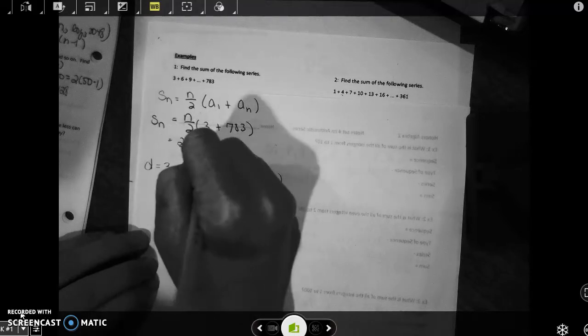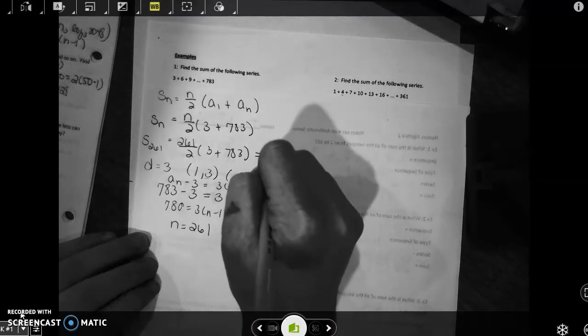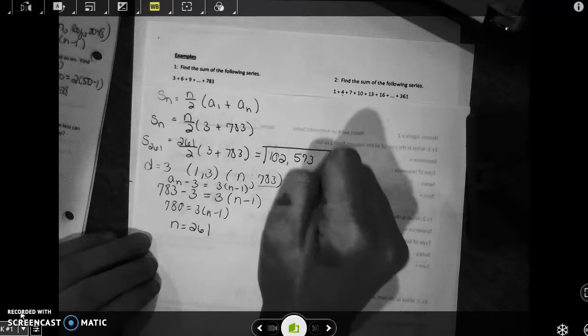I can now go back and plug 261 into my formula. And yes, this would be S sub 261. And certainly you can use your calculator here to find the sum. And so the sum is 102,573.